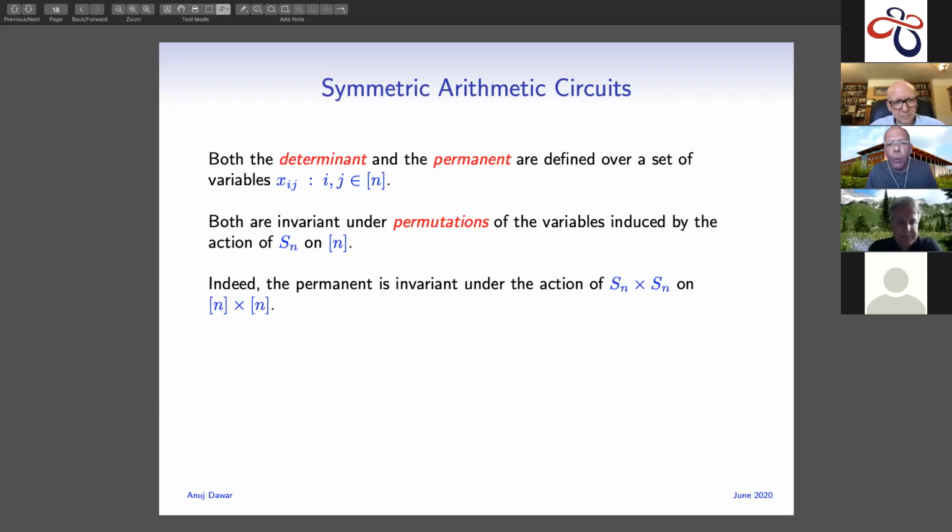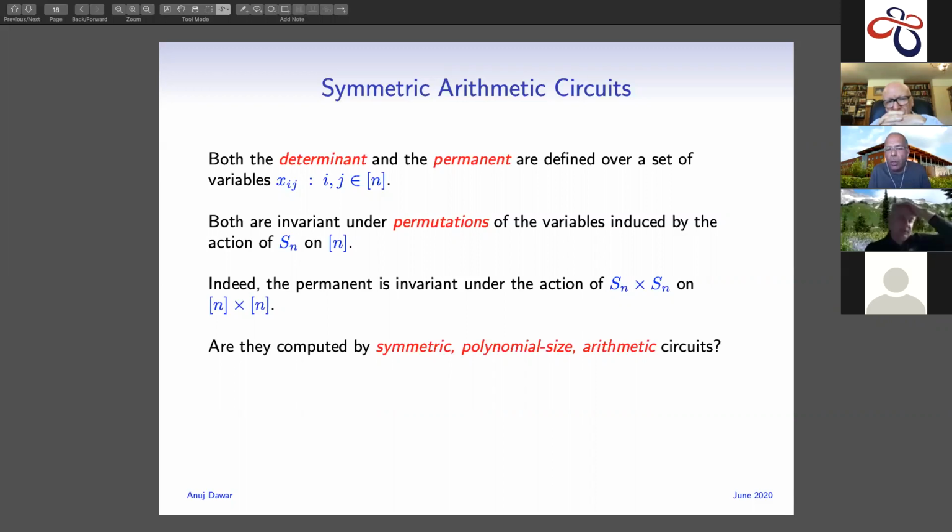Also, for the determinant, you could relax a little bit beyond this. You could say we would allow arbitrary permutations on the rows and columns separately, as long as they're of the same sign or something like that. But anyway, the point is that these matrices, these polynomials, determinant and the permanent, have rich groups of symmetries. So what about we require that the circuits respect those symmetries, as you would expect an algorithm described at high level to do? And can we, with symmetric arithmetic circuits, compute these?